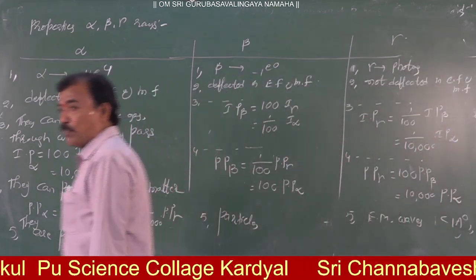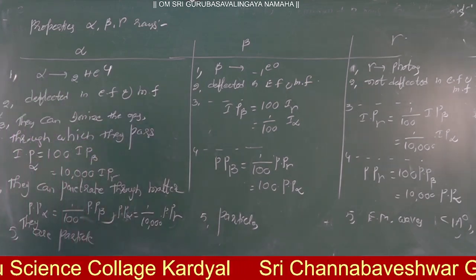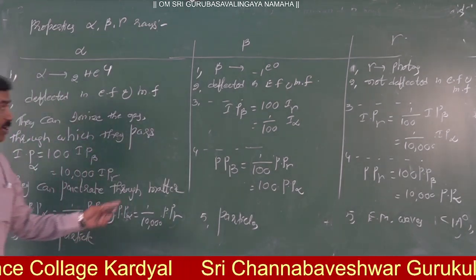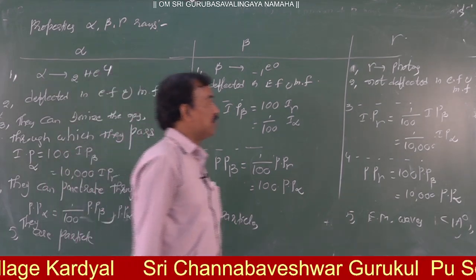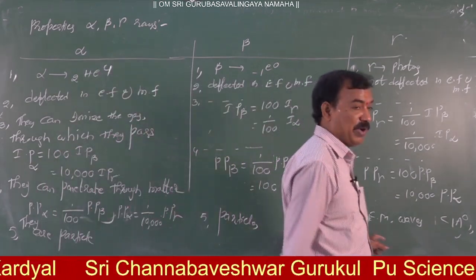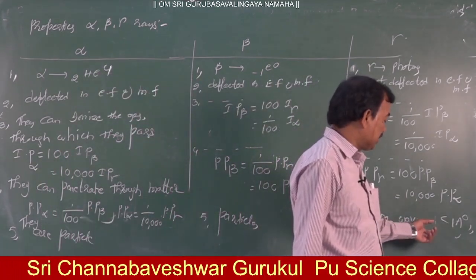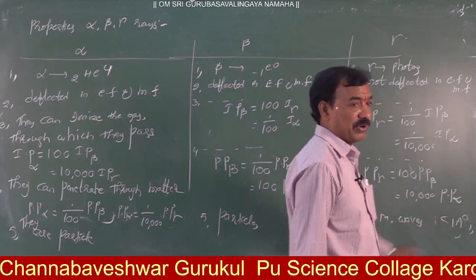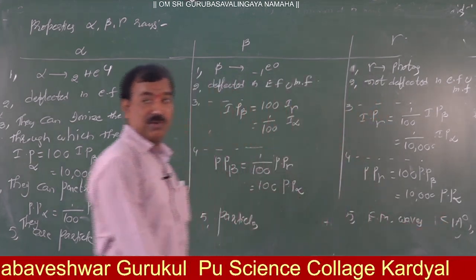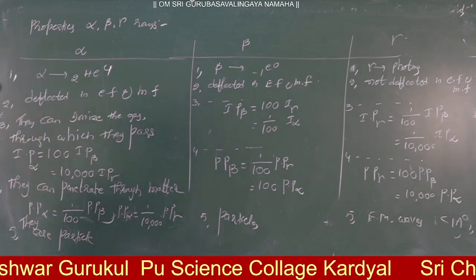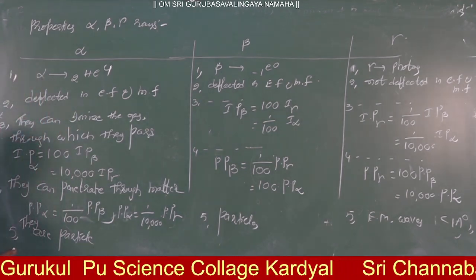Fifth point: alpha rays are nothing but particles, and beta also are particles, but gamma is nothing but electromagnetic waves. Its wavelength is less than 1 angstrom unit. Clear?